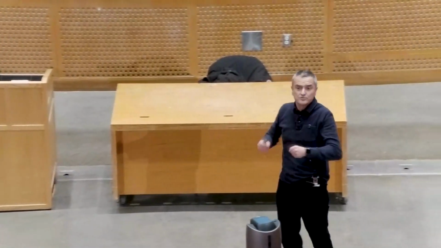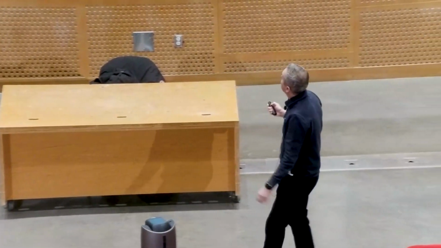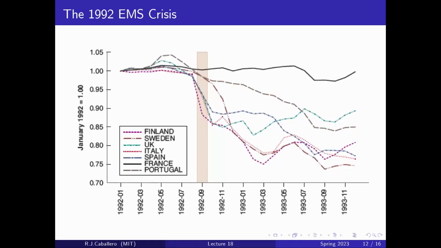The French tried to stay in there for quite a bit. You can see the French franc didn't move. But it was extremely costly for them because the interest rate had to go up a lot, and they got into a big recession and so on. Eventually, the whole system broke down. Everyone left, and eventually they rejoined, but now in the euro.